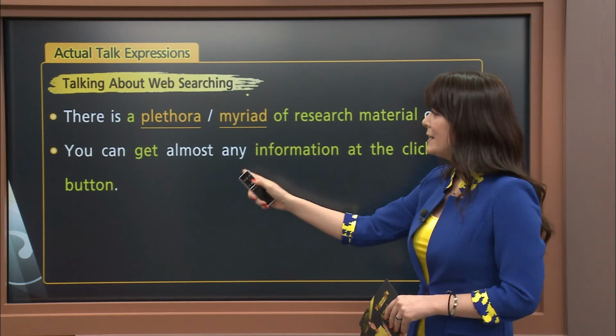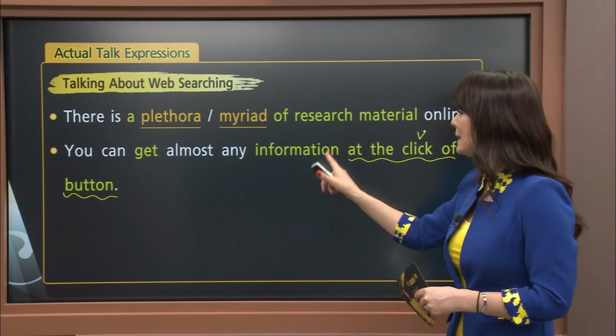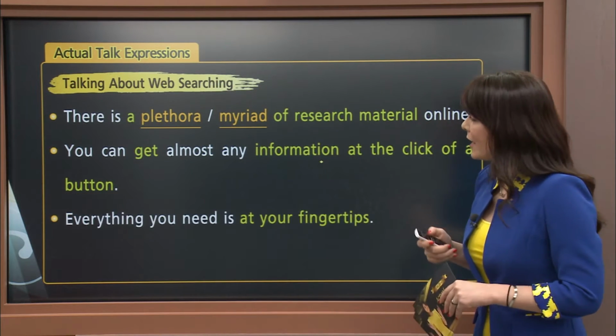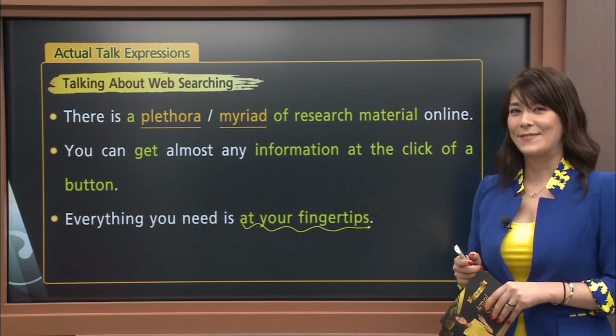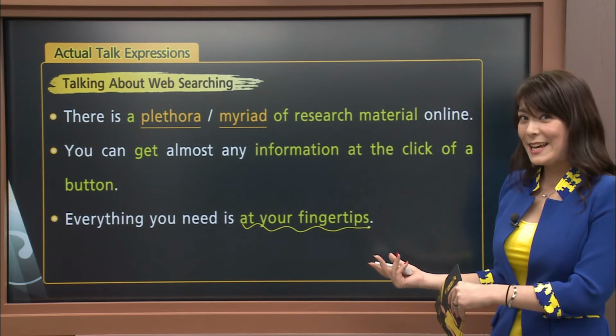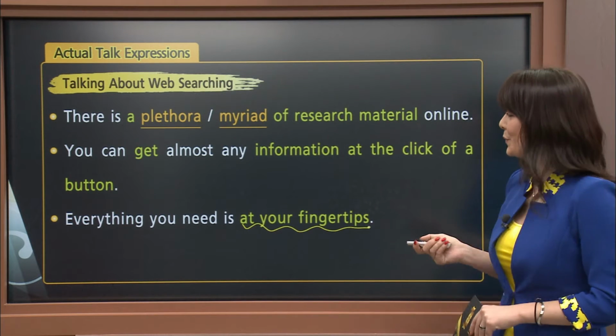Moving on, you can get almost any information at the click of a button. Now, we did mention at the tip of your fingertips, but also at the click of a button also means very, very easily. Just by clicking, or of course, using a mouse, you can get lots of information. Let's check out another one. Everything you need is at your fingertips, okay? So, it's easily accessible, it's available, easy to find, easy to reach.